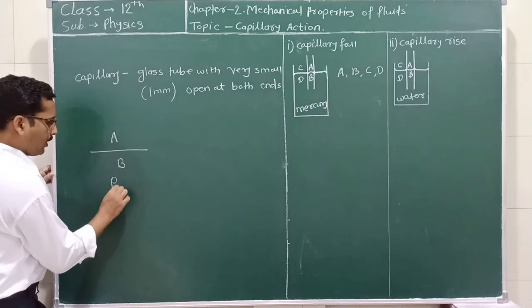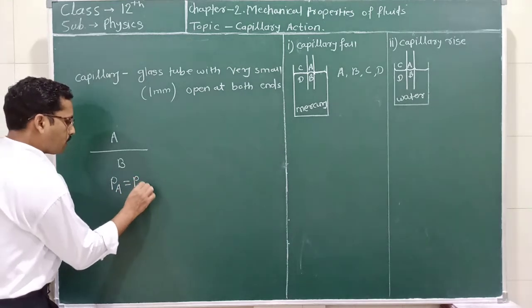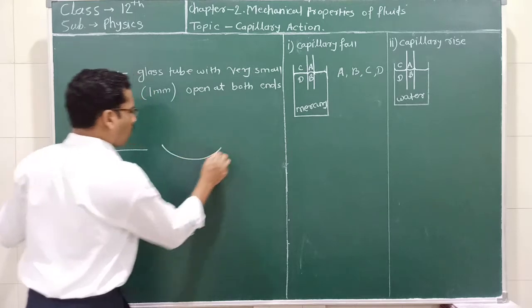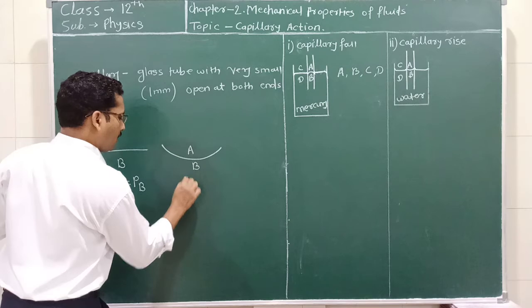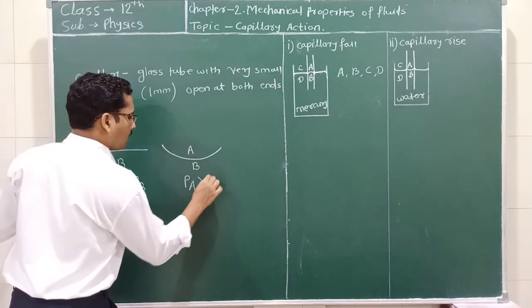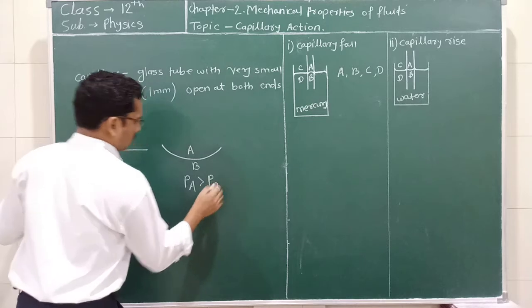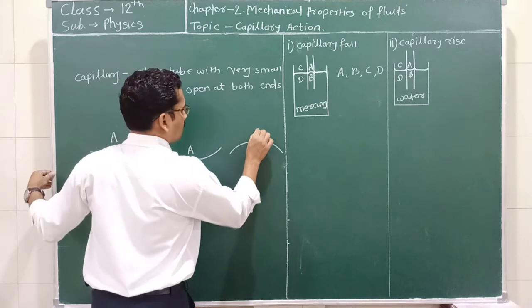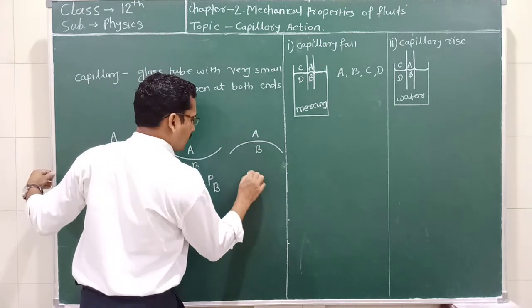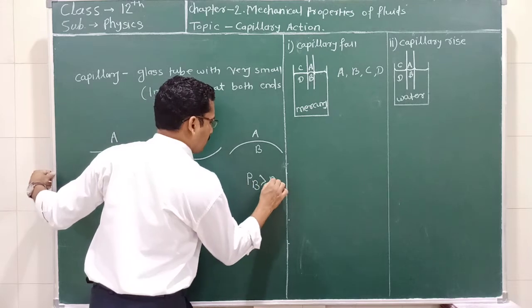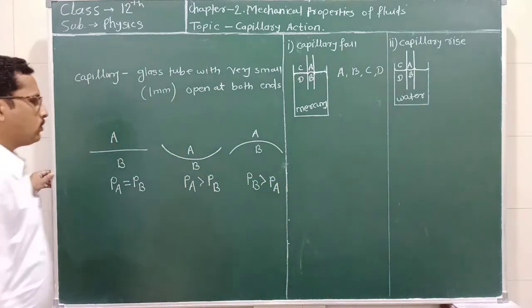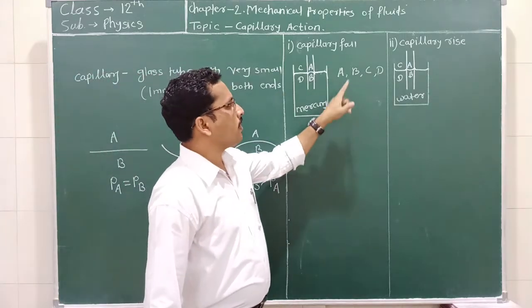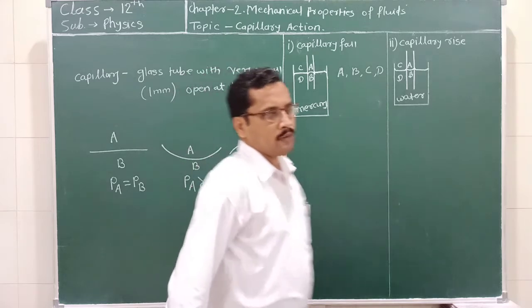then the pressure at point A is equal to the pressure at point B. If the surface or the meniscus is concave, then the pressure on the concave side is greater than the pressure on the convex side. And if the meniscus is a convex surface, here are points A and B, then we can say that the pressure at point B is greater than the pressure at point A. So, by using these three conditions, we can easily explain the capillary fall and capillary rise in the capillary tube.